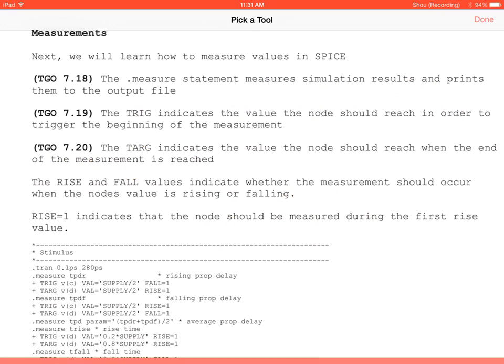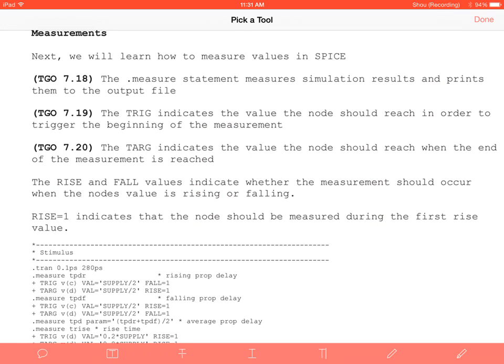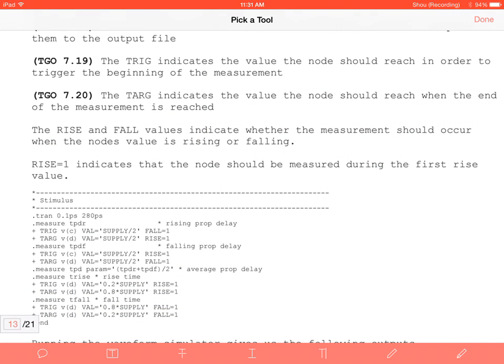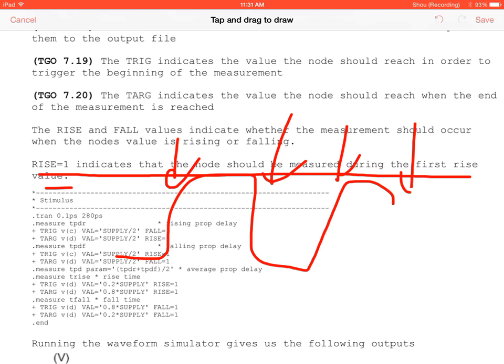So we differentiate between those using rise and fall, meaning the input value, the node. So let's say this is node C, because nodes C and D are the values we're measuring. If we're measuring fall time, we would have D, and the trigger would be 0.8 supply fall, and the target would be 0.2 fall. And then rise 1 indicates that it should be measured on the first rise value. So if we had, this would be rise 1, this would be rise 2, this would be fall 1, this would be fall 2. Does that make sense?